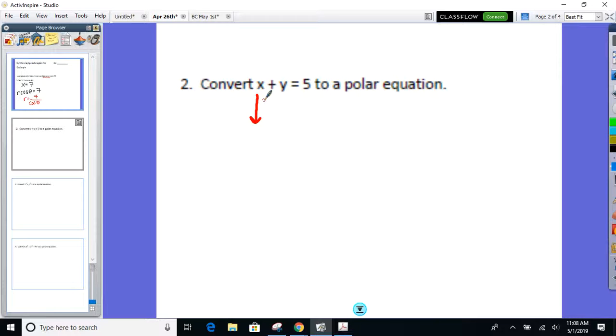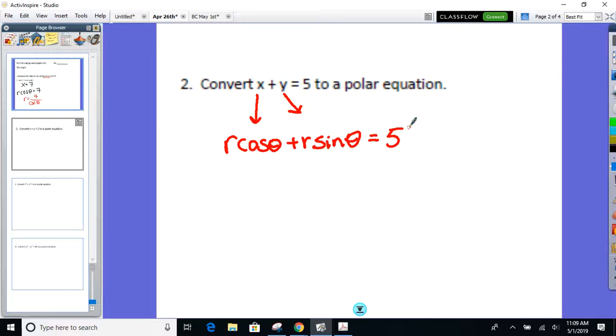What did I have you sub in for x? R cosine theta, plus what do you sub in for y? If I'm going to polar, r sine theta equals 5. Now, this is why I said solving for r is not going to get any easier, because you have an r in both now, and I need it down to one r. I can tell you right off the bat how we're going to get it to a single r.